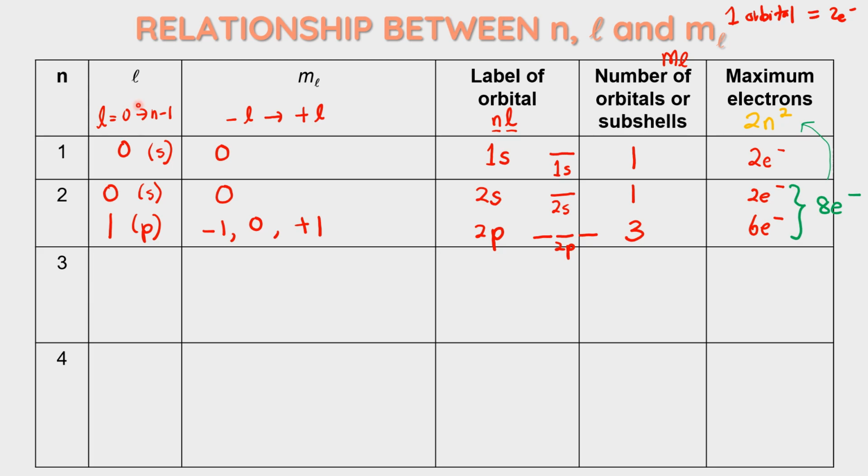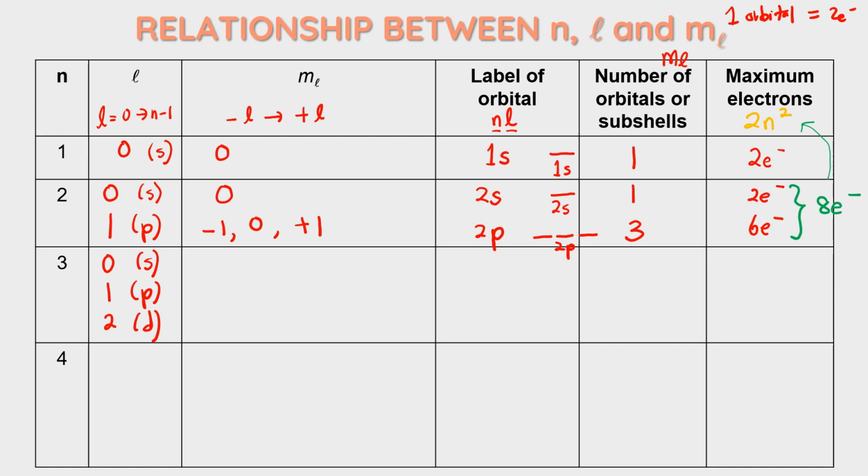Okay, next. When n equals 3, the L value can take the value from 0 until 3 minus 1, which is 2. So you have to list down all the numbers. So L will be 0, 1, and 2. So when L is 0, that is s orbital, L equals 1 is p orbital, and L equals 2 is d orbital.